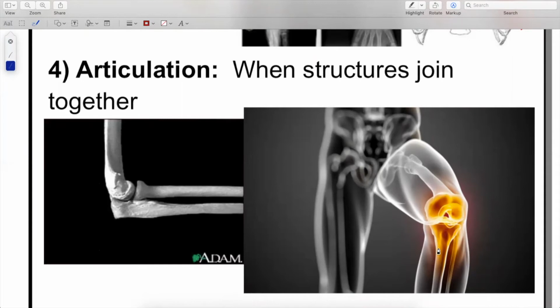You may know this word from English class, right? If they say someone is very articulate, it means that they are able to move their words around very well. Well, articulation in your bones means you're able to move your bones around very well.